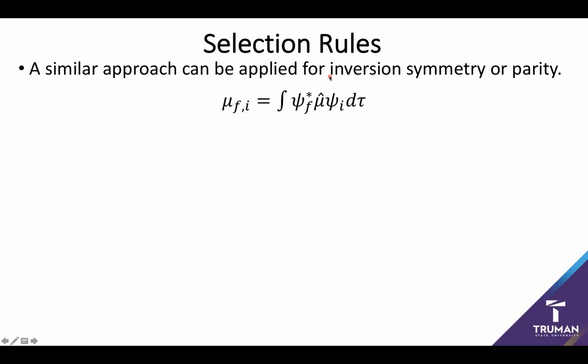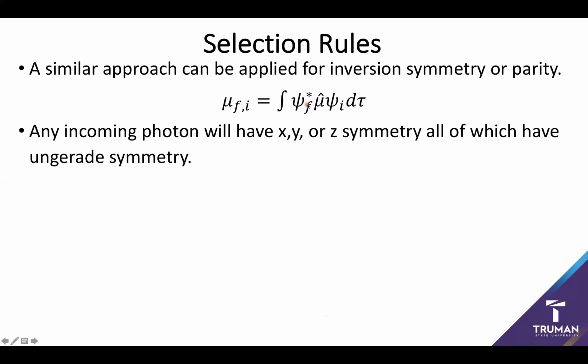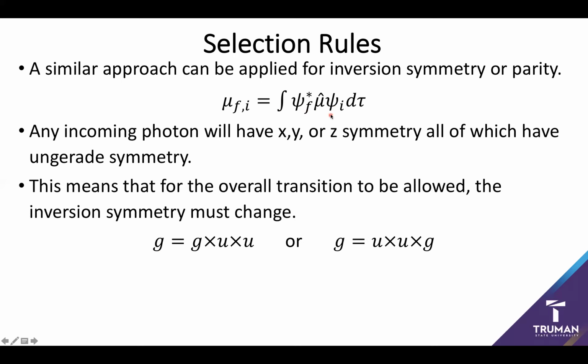But if that does happen, the first thing I'm going to need to do is, like I did with the last one, assign the symmetry of my incoming photon. So any incoming photon is going to have to be X, Y, or Z symmetric. And it turns out in inversion symmetry, as we've seen before, all of these are Ungerade. So if this guy's Ungerade, the only way for the net integral to be Gerade is if either my initial or final wave function is Ungerade and the other one is Gerade.